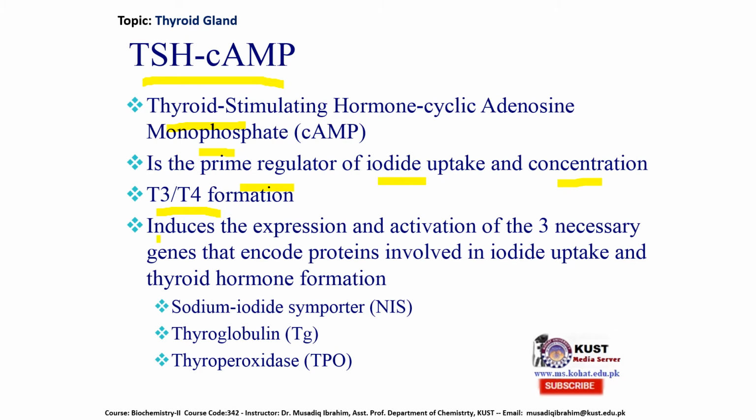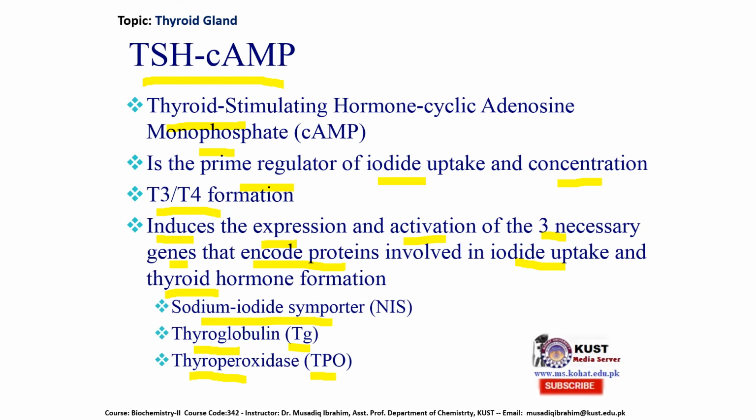and it also induces the expression and activation of three necessary genes. Those genes encode for proteins which are responsible for the uptake of iodide as well as the biosynthesis of the thyroid hormones. And these three genes are the sodium iodide symporter, which is the gene encoding protein, another one is thyroglobulin, which is also abbreviated as TG, and the last one is thyroperoxidase, which is also abbreviated as TPO.